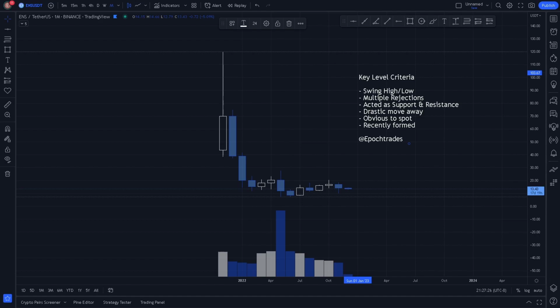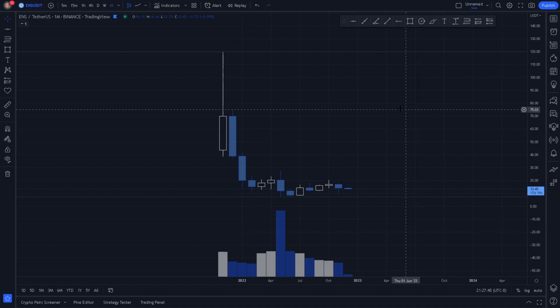Today we're going to be covering key levels on the monthly and weekly time frame for ENS. So, as always, our key level criteria: we look for swing highs and swing lows, multiple rejections, acted as support and resistance, drastic move away, obvious to spot, and recently formed. So, let's go ahead and hop right in.